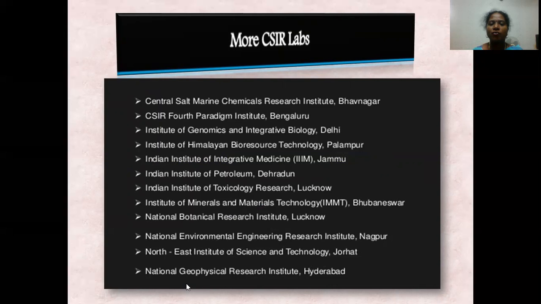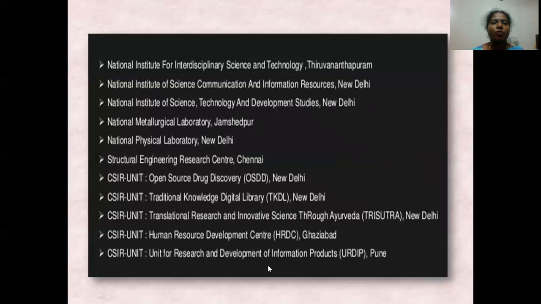Jorhat, National Geophysical Research Institute, Hyderabad, National Institute for Interdisciplinary Science and Technology, Trivandrum, National Institute of Science Communication and Information Resources, New Delhi, National Institute of Science, Technology and Development Studies, New Delhi, National Metallurgical Laboratory, Jamshedpur, National Physical Laboratory, New Delhi, Structural Engineering Research Centre, Chennai, CSIR Unit, Open Source Drug Discovery, New Delhi, CSIR Unit, Traditional Knowledge Digital Library, New Delhi, CSIR Unit, Translational Research and Innovative Science through Ayurveda, TRISUTRA, New Delhi, Human Resource Development Centre, HRDC, Ghaziabad, Unit for Research and Development of Information Products, URDIP, Pune.